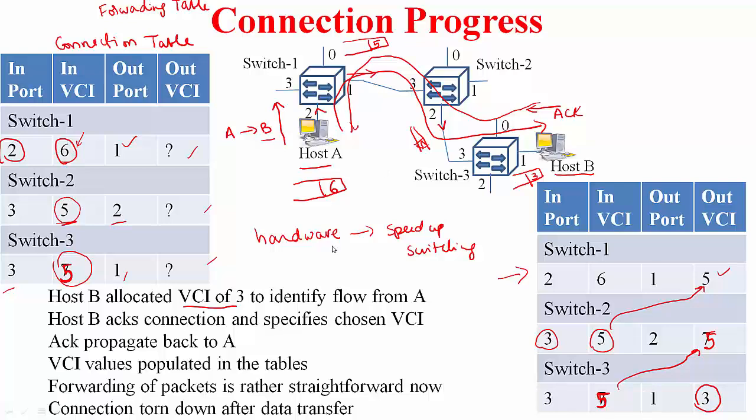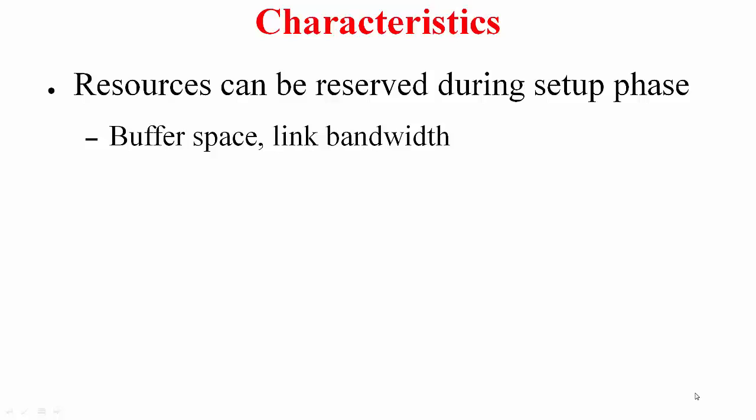Another big advantage of maintaining a connection table is that the switching can be done in hardware, whereby the switching speeds can be increased significantly. Looking up a forwarding table can be rather tedious; this will become clearer when we cover the IP protocol. So here, by maintaining this in hardware itself, you can send packets very fast across the switches. So that is another advantage of virtual circuit switching.